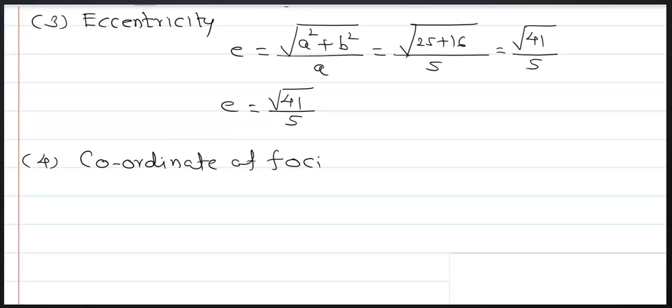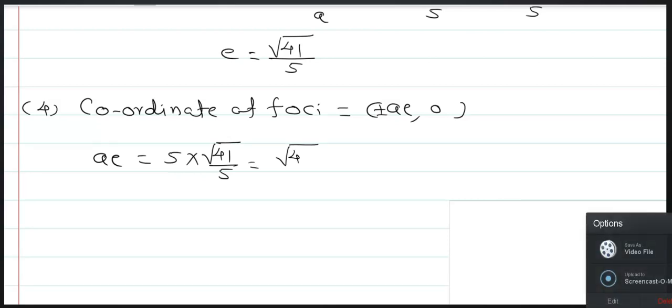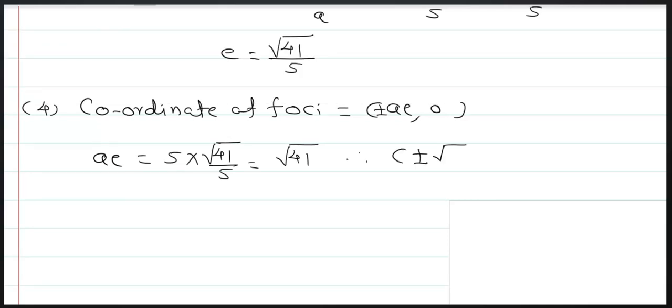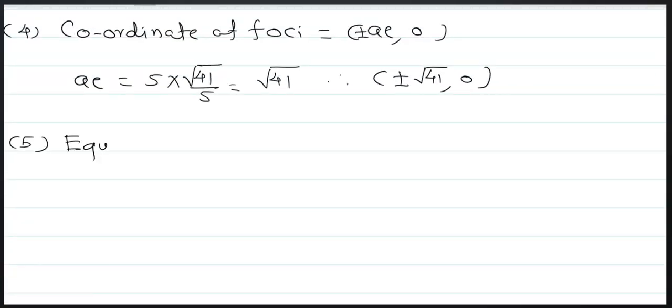Fourth, the coordinates of the foci are plus or minus ae, 0. ae is equal to 5 into root of 41 upon 5, that is root of 41. So it is plus or minus root of 41, 0. This is the coordinate of the foci.